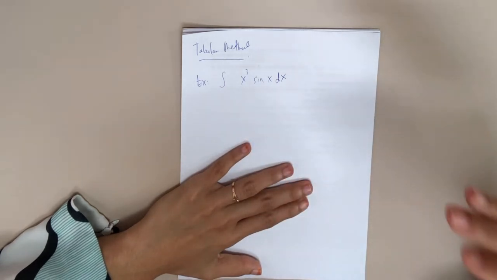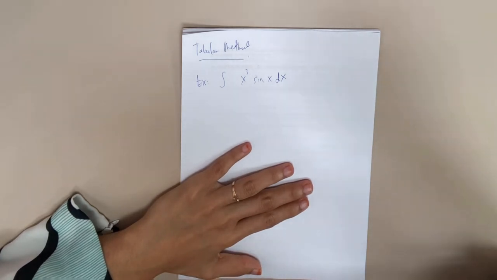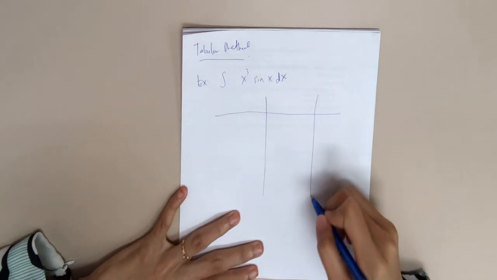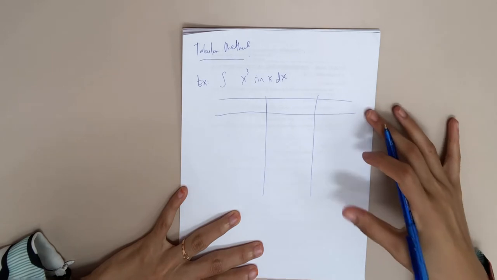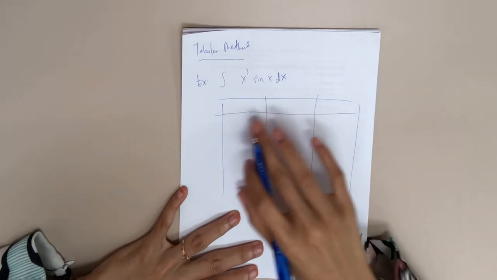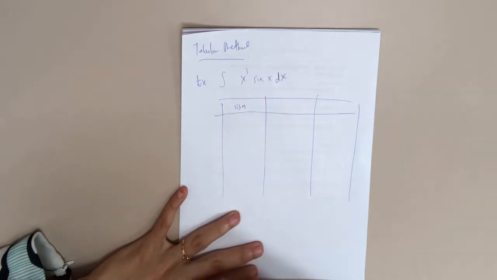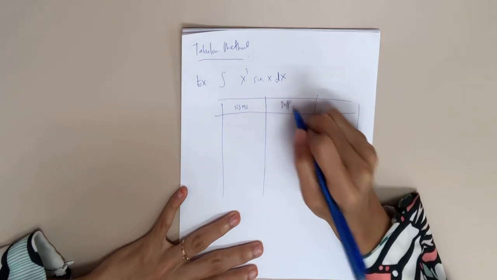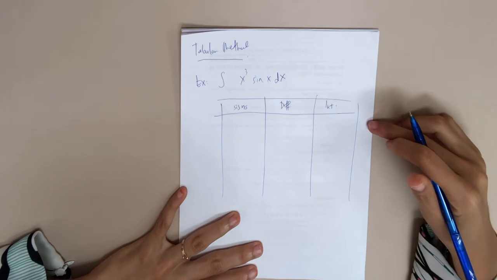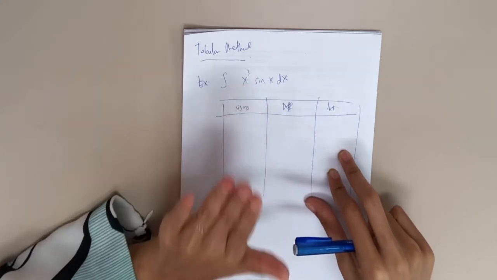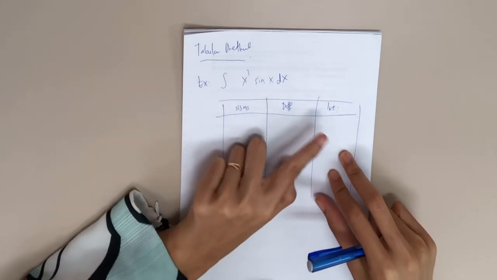Okay, tabular method is a part of by parts, right? And that is more simple. Okay, so I will show you how. So what we need here is a table. Nama pun tabular. Okay, table. So we have 3 columns here. The first column represents the sign, means that tambah tolak, positive, negative. And then the second column stands for differentiation, and the third column stands for integration. Okay, so ignore dulu yang sign ni sebab sign tak ada apa-apa pun. We look at the differentiation and integration first.